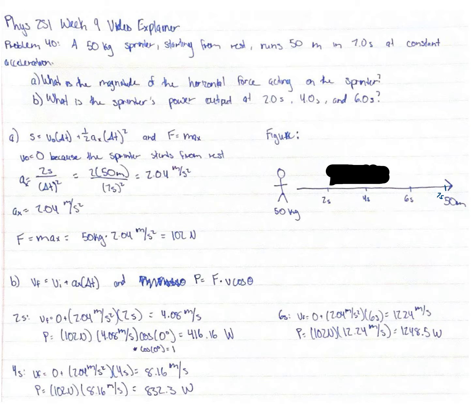One of the problems I had for this week was problem 40. In problem 40, a 50 kg sprinter starting from rest runs 50 meters in 7 seconds at a constant acceleration. Part A, what is the magnitude of the horizontal force acting on the sprinter? And part B, what is the sprinter's power output at 2, 4, and 6 seconds?